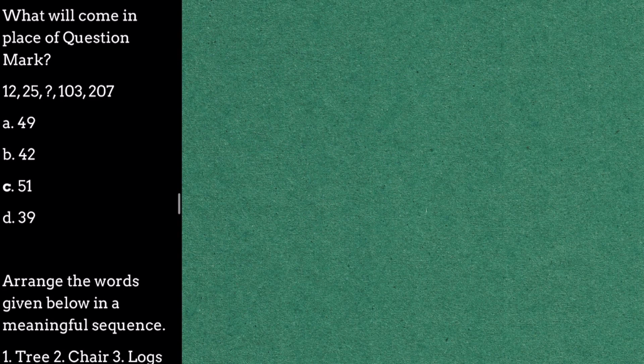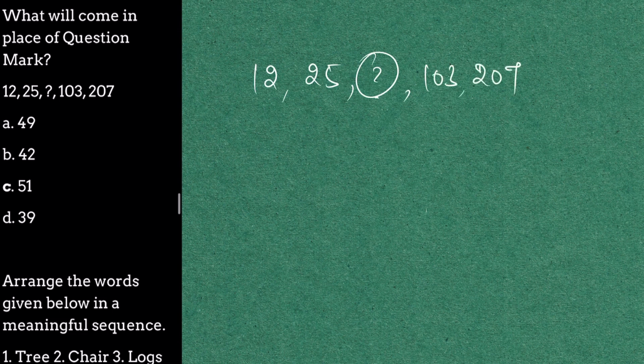Next, what will come in place of the question mark? They say this is a number series, a very simple one at that. 12, 25. Okay, then there is a question mark. This is what we have to identify. Then we have 103 and 207. Though it looks like random numbers, there is some kind of relationship between each of these. So now the first thing which we need to identify here is, how did 12 end up as 25? How did 103 end up as 207?